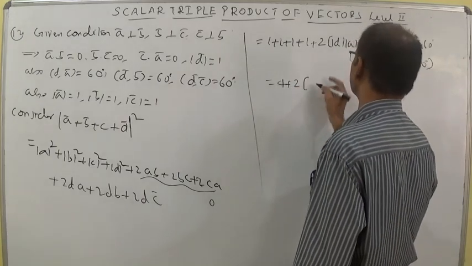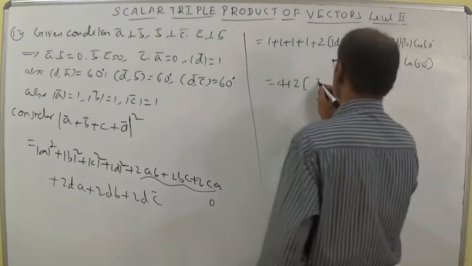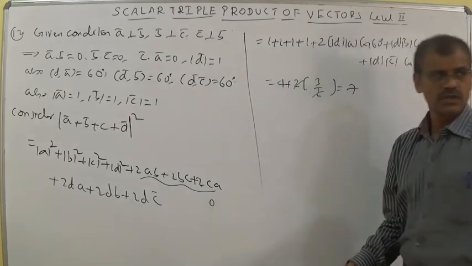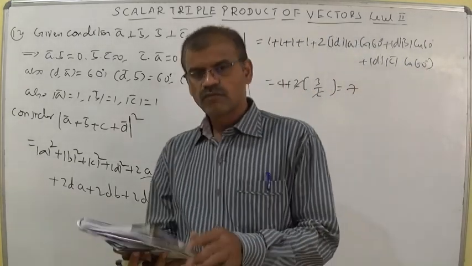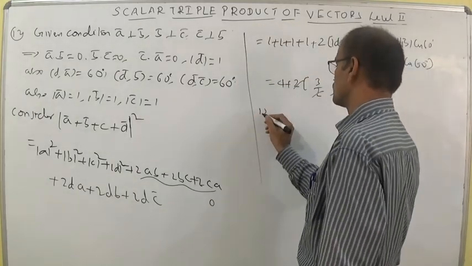4 plus 2 into, these are unit vectors, cos 60 plus cos 60 plus cos 60, total 3 values are there, the 2 gets cancelled. 4 plus 3 is equal to 7. So 7 is the answer here, fourth option. Next, let us discuss the 13th question.